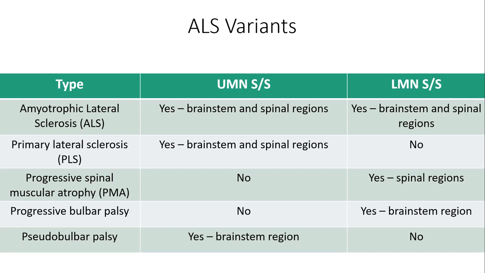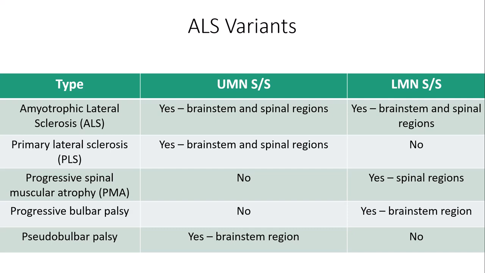Those are going to be your upper motor neuron signs and symptoms, but there's no lower motor neuron signs and symptoms. Then you have progressive spinal muscular atrophy, or PMA. There's no upper motor neuron signs and symptoms, but you have spinal region motor neuron signs and symptoms. And then you have your progressive bulbar palsy. No upper motor neuron signs and symptoms, but they have brainstem region lower motor neuron symptoms. So these are the people that are going to present with the lower motor neuron tongue fasciculations, dysarthria, and dysphagia early on. And then finally, you have the pseudobulbar palsy, where the upper motor neuron regions of the brainstem are affected, but they have no lower motor neuron signs and symptoms.